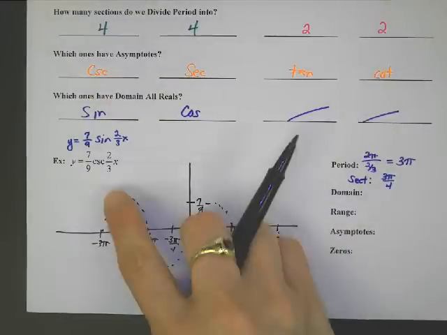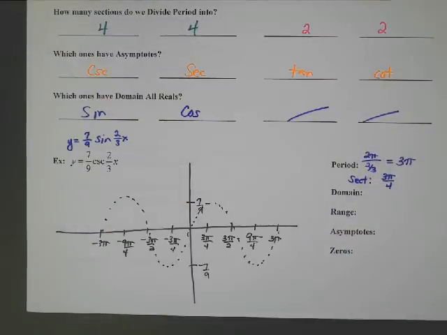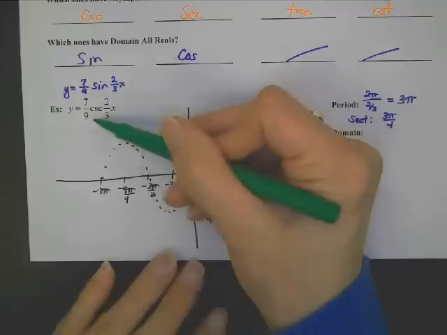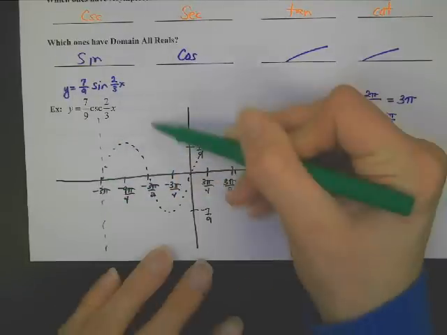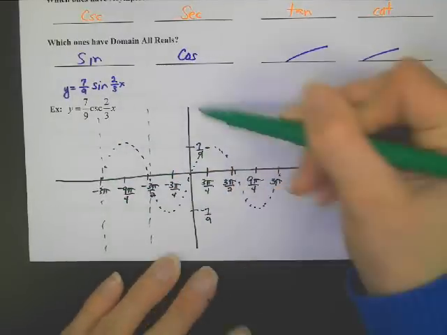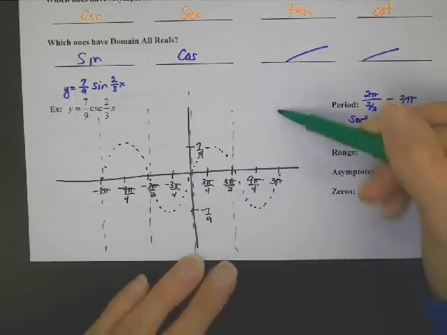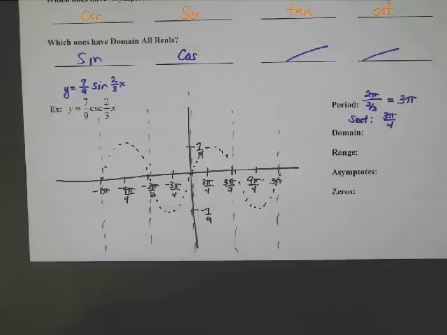Okay. Now let's talk cosecant. Cosecant is going to have a problem. He's going to be undefined wherever sine touches 0. So let's go ahead and put some asymptotes here, wherever the sine graph touched 0. Y-axis, 3 pi over 2, and 3 pi.